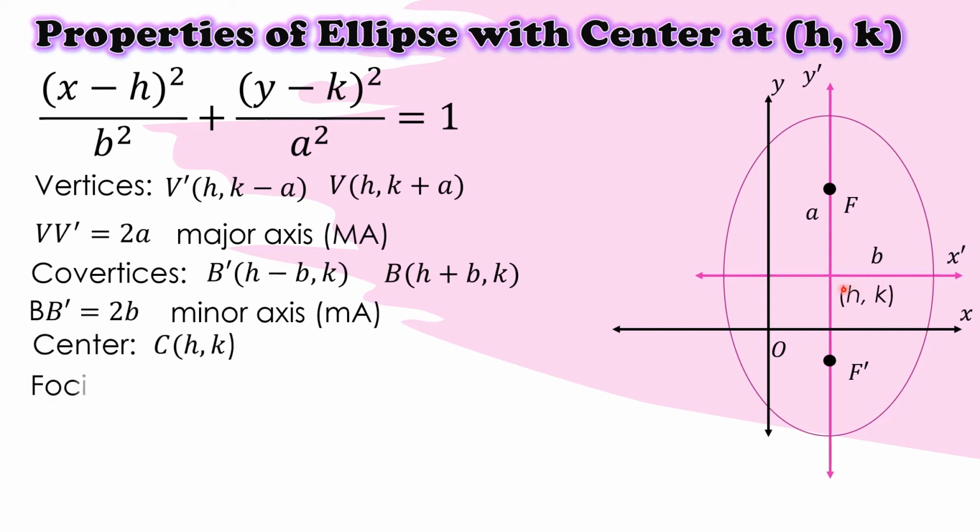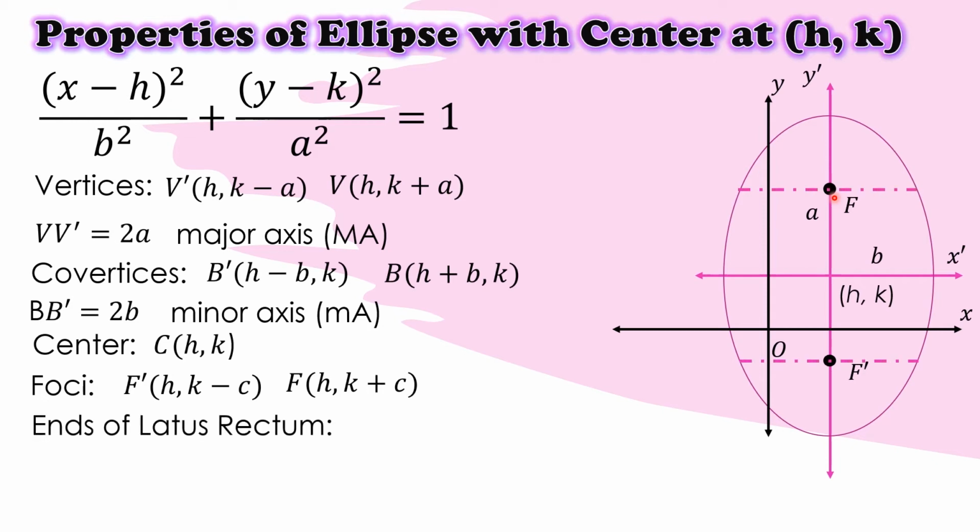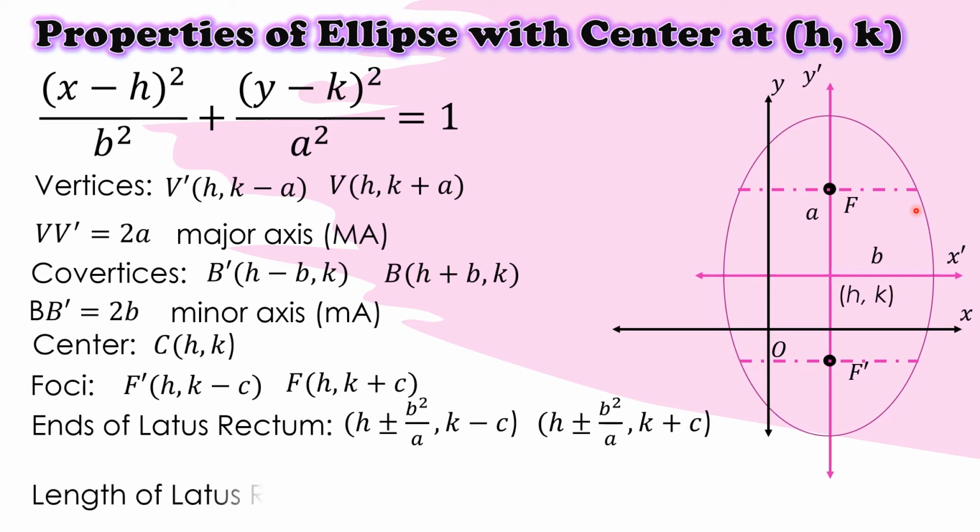The length of the minor axis is equal to 2b. The center is at (h, k). The foci will be at (h, k − c) and (h, k + c). The ends of the latus rectum will have the coordinates (h ± b²/a, k − c) and (h ± b²/a, k + c). The length of the latus rectum is 2b² over a.